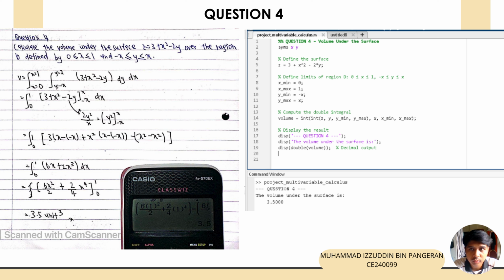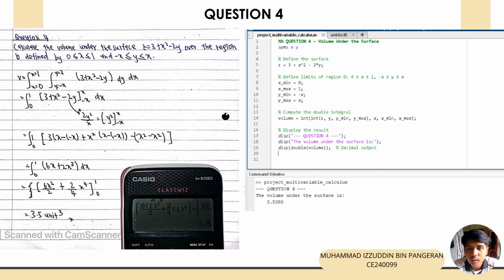So we move to the next question, which is question 4. In this question, we need to calculate the volume under the surface defined by the function z equals 3 plus x squared minus 2y. The region of integration is from x equals 0 to 1, and for each x, y ranges from negative x to positive x.